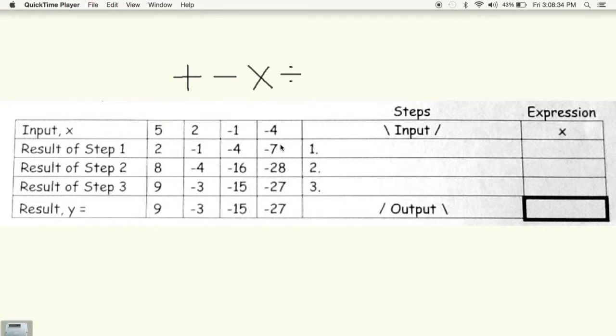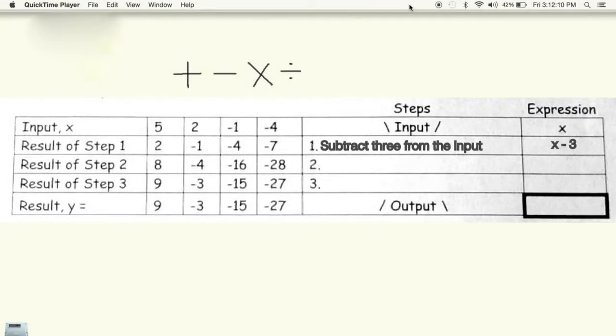So there we have it. We do have a pattern here amongst all 4 of these pairs. 5 minus 3 makes 2, 2 minus 3 makes -1, -1 minus 3 makes -4, -4 minus 3 makes -7. And since we are subtracting 3 from the input, that is what we're going to write here on our first line. We're going to write down in words here, subtract 3 from the input, since that's what we're doing between the first input line and the first step.